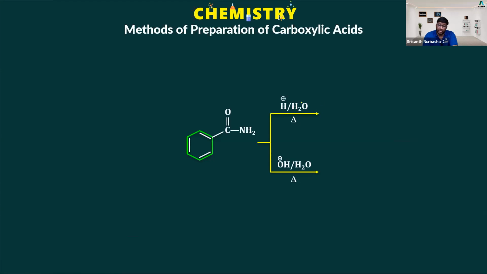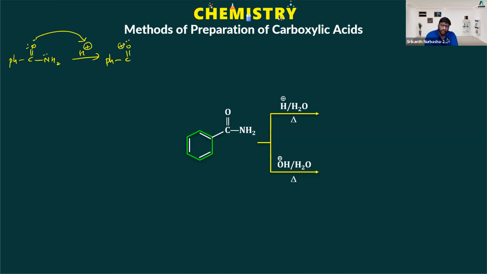PhC double bond NH2, acidic hydrolysis will form what? Same type of reaction. We are doing the acidic hydrolysis. So the lone pair of electrons on oxygen will pick up the proton. As soon as they pick up, what happens? You will get R C double bond O.